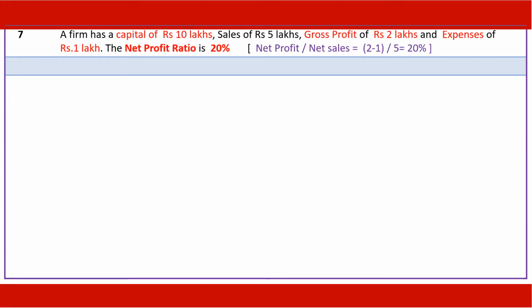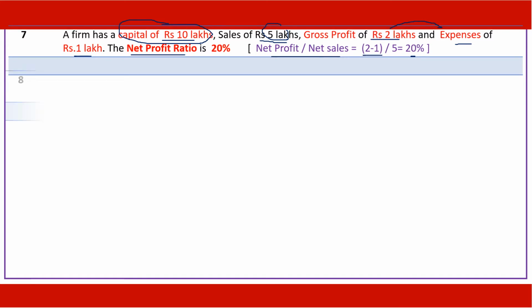A firm has a capital of 10 lakhs, sales of 5 lakhs, gross profit of 2 lakhs, expenses of 1 lakh. What is the net profit ratio? Net profit equals gross profit minus expenses. 2 lakhs minus 1 lakh. Net profit is 1 lakh. And net profit ratio is net profit divided by sales. Sales is 5 lakhs. 1 divided by 5 equals 20%. Then the capital of 10 lakhs, we are not required to use it here because the formula doesn't need it.